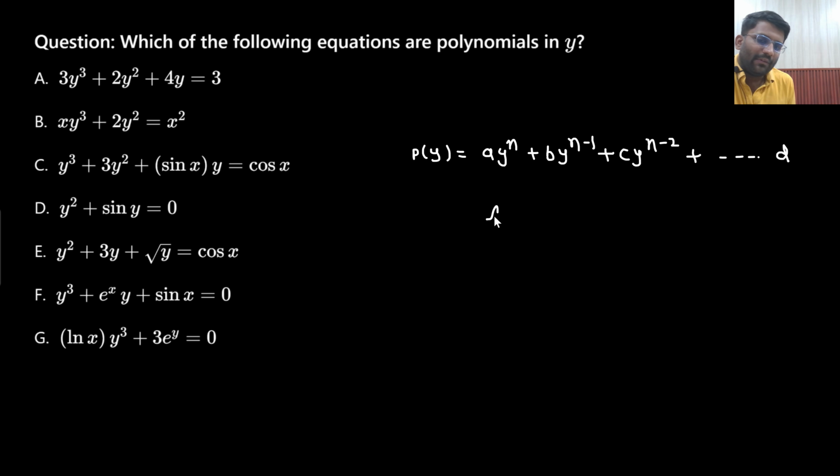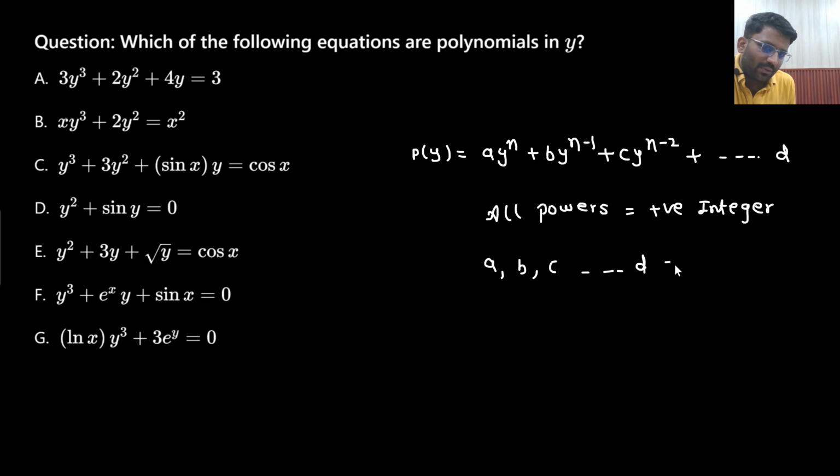The condition is that all the powers should be positive integers. This is the first condition. They should be positive integers, right? And what is the other condition? These a, b, c, d should not be a function of y. They could be a function of x, they could be a function of z, k, m, n, whatever it is, but they should not be a function of y. Either they are constant or a function of some other variable, but not a function of y at all. This is the condition of a polynomial in y.